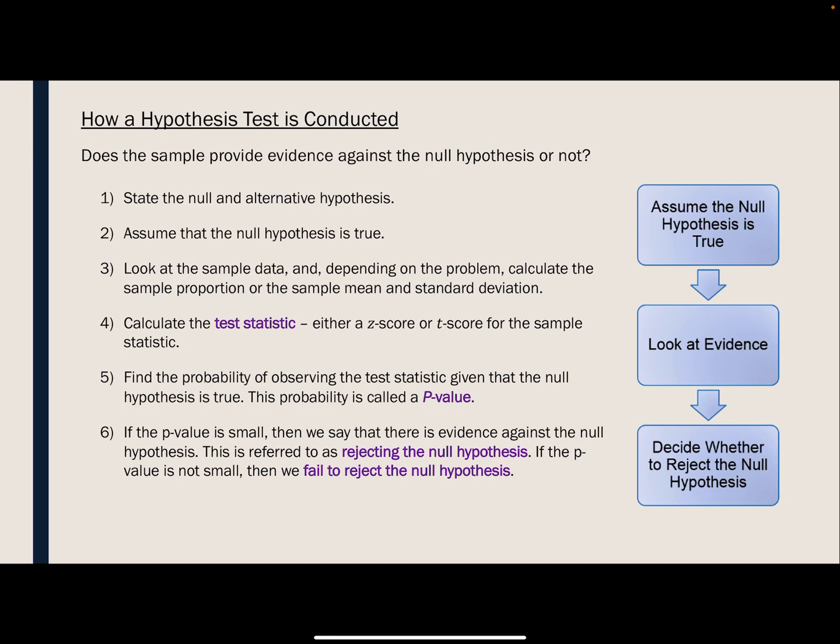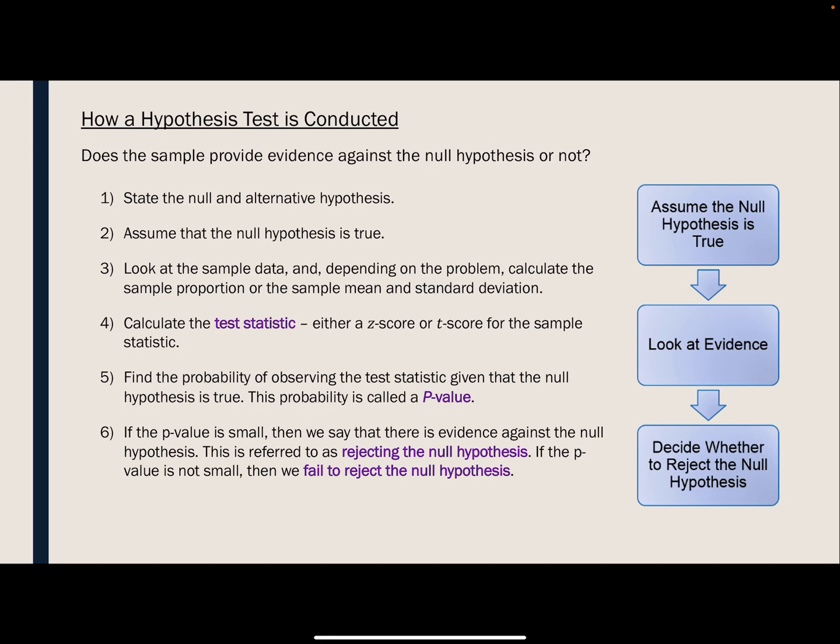So we simply want to know, is our sample a counterexample to the null hypothesis? And if it is a counterexample to the null hypothesis, then we're going to reject the null hypothesis and say that we have evidence for the alternative hypothesis. But if our sample is not a counterexample to the null hypothesis, then we fail to reject the null hypothesis. We're not saying the null is true. We're not showing it's true. We're just saying that we can't show that it's false.